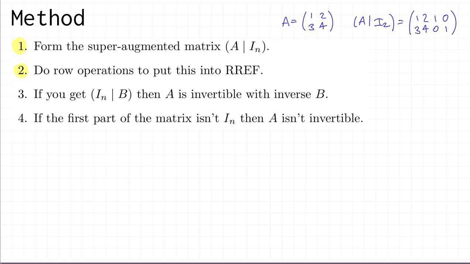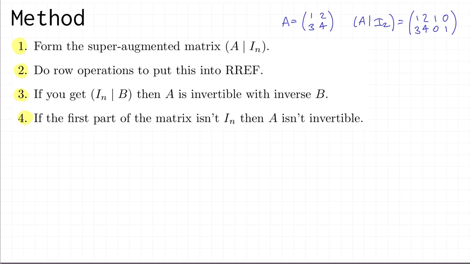We then do row operations to put this super-augmented matrix into row-reduced echelon form. Then at step 3, if the result of doing that is the identity and then some other matrix B on its right, then our original matrix A is invertible and B is its inverse. I'll explain why B is its inverse in a moment, but the reason that shows A is invertible is because you've done a sequence of row operations to A and ended up with the identity, so the theorem we proved last time guarantees that A is invertible in this case.